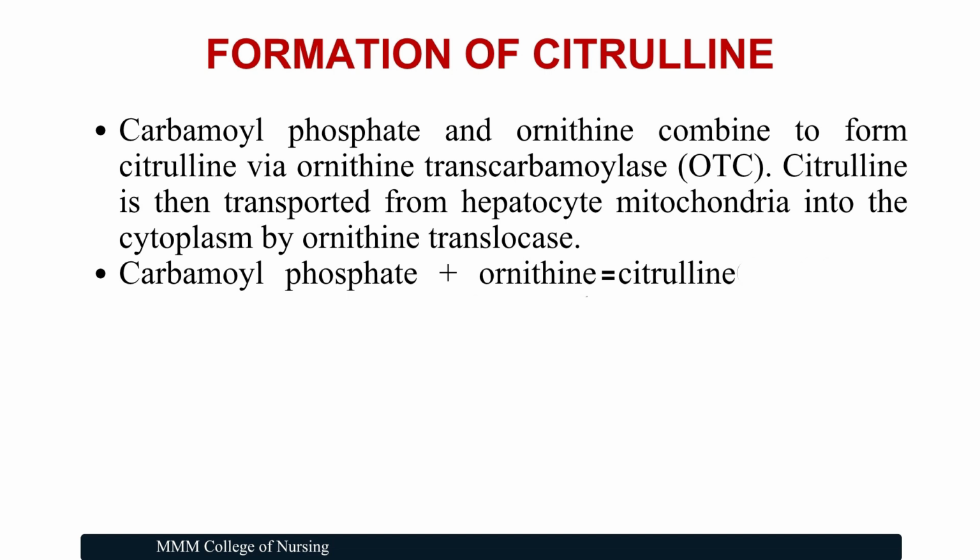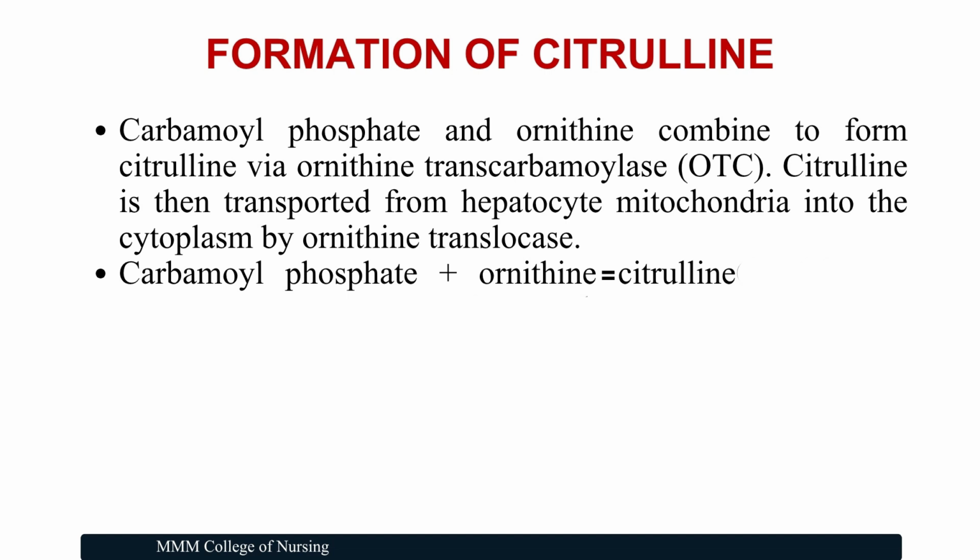system. After citrulline is formed in the mitochondria, it needs to move into the cytoplasm. This is done by the transporter protein called ornithine translocase. So to remember this step, carbamyl phosphate plus ornithine forms citrulline. Citrulline moves from mitochondria to cytoplasm. So from step 3 onwards, everything happens in the cytosol. The first 2 steps occur in the mitochondria, and from 3 onwards, the cytosol.